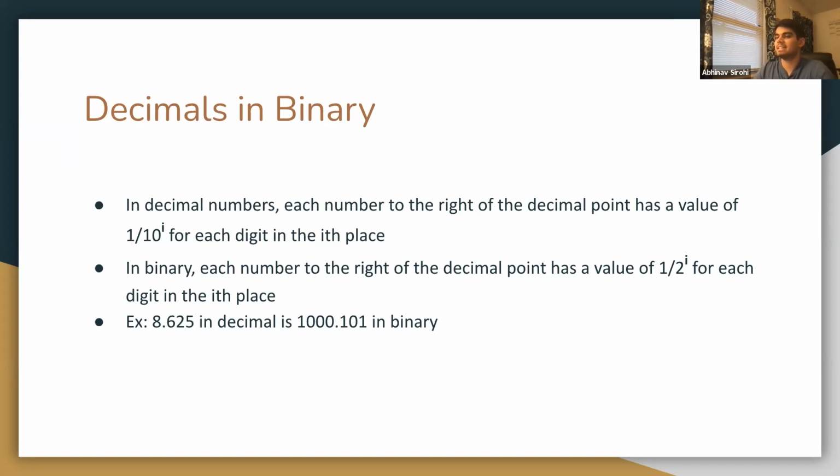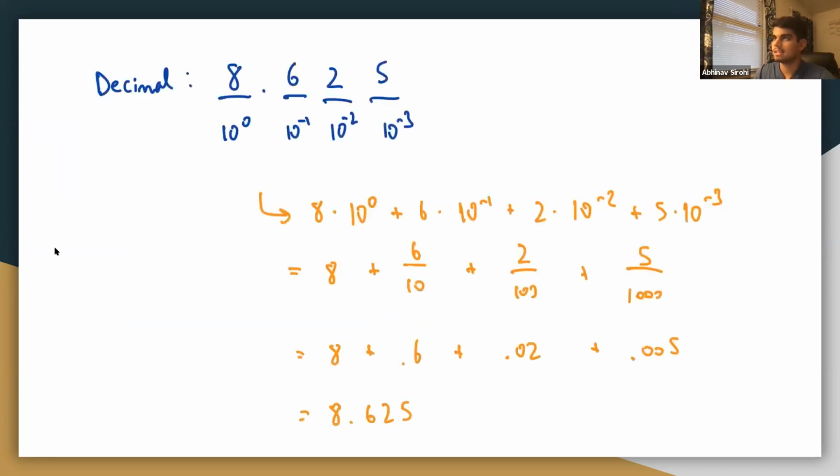And then in binary, each number to the right of the decimal point has a value of 1/2 to the i for each digit in the ith place. So 8.625 in decimal translates to 1000.101 in binary. And here's a quick calculation I wrote up.